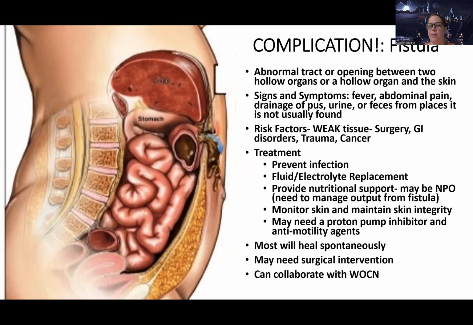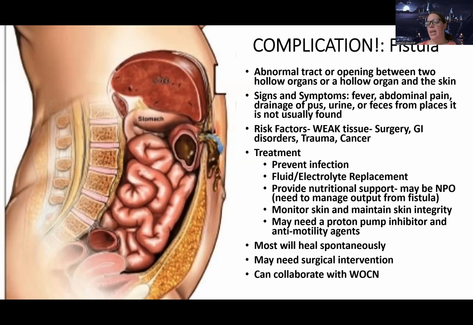Anyway, it's just kind of a waste. It'd be like if I had a hole in a water bottle and I kept trying to fill it up, and all I'm going to do is keep losing fluid from that water bottle because there's a hole in it. So it's the same kind of thing. We don't want to just keep pouring stuff in for it to seep out and get lost. So sometimes we have to manage the amount of output that's happening. In that case, there are times that we do want this patient to be NPO or restricted. Most of these heal on their own, but some do need surgical intervention.